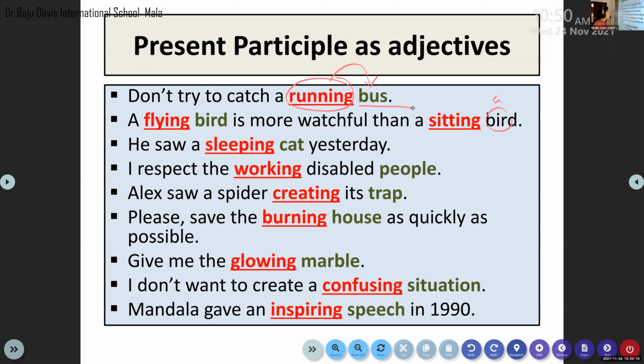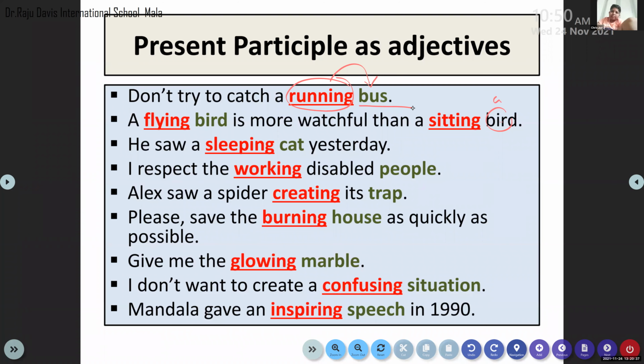Inspiring speech in 1990. So here inspiring is a verbal adjective. It is used as a present participle in the form of an adjective before a noun, which qualifies a noun, which describes a noun here. Have you all completed these examples?